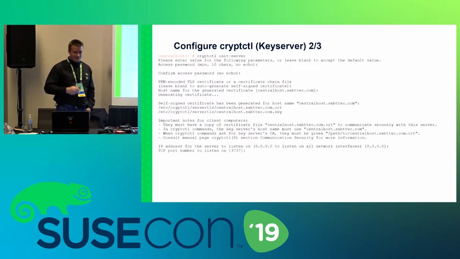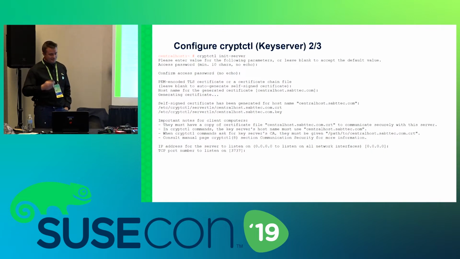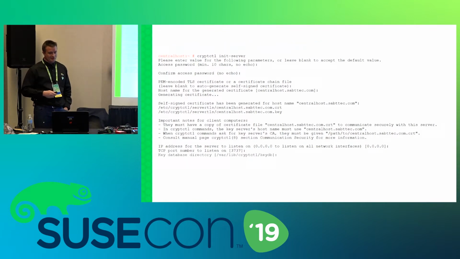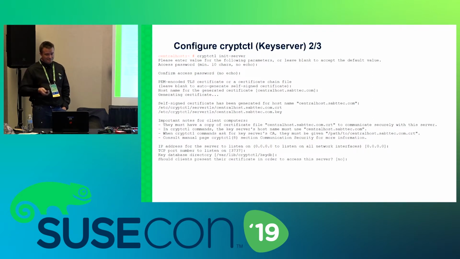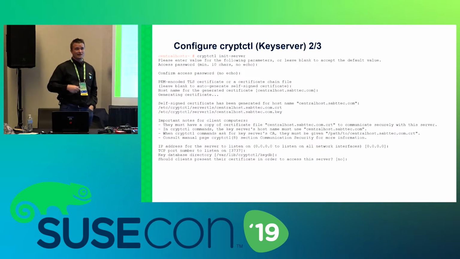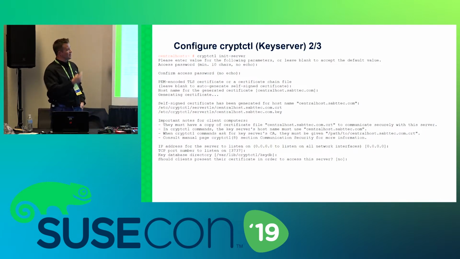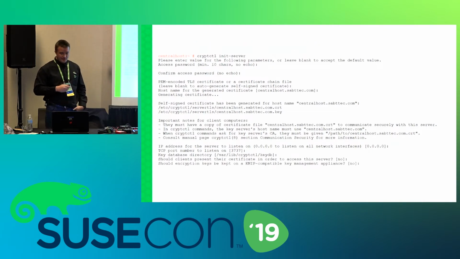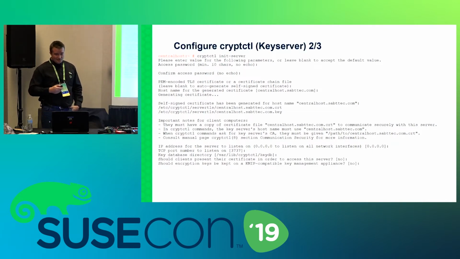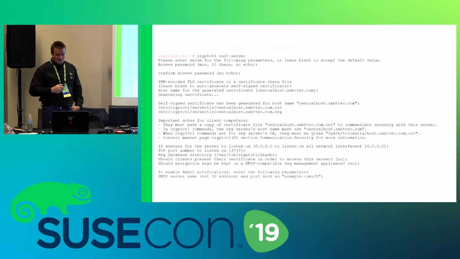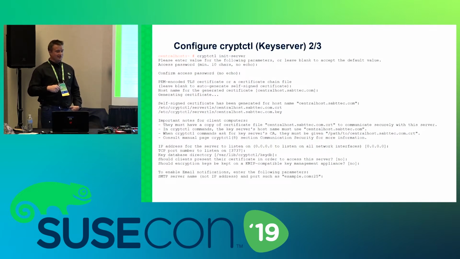All right, TCP port 3737, you can change this if you want to. I didn't change it. And then it just states where's the key database directory. And then it asks at the end, should clients present their certificates in order to access the server? It could be more secure, but I just stated no, because I'm going to copy the certificate to every single host. And then it says, do we want to keep it in the KMIP compatible key manager? I selected no, I'm not going to talk about that right now.